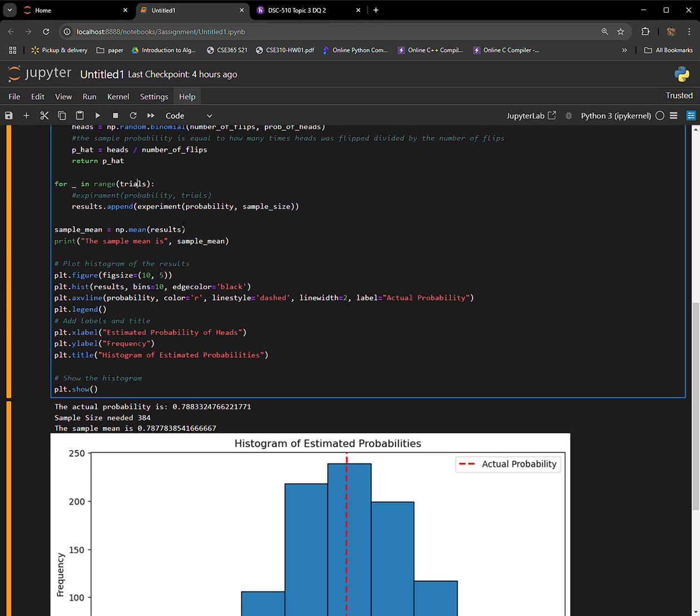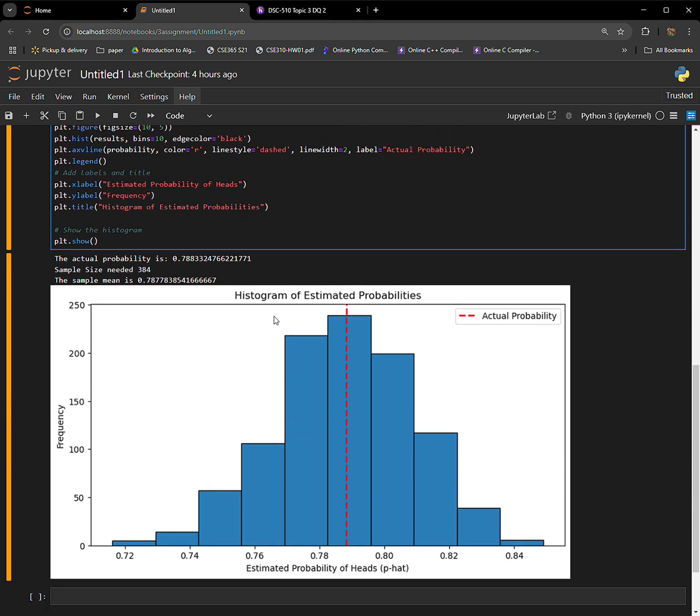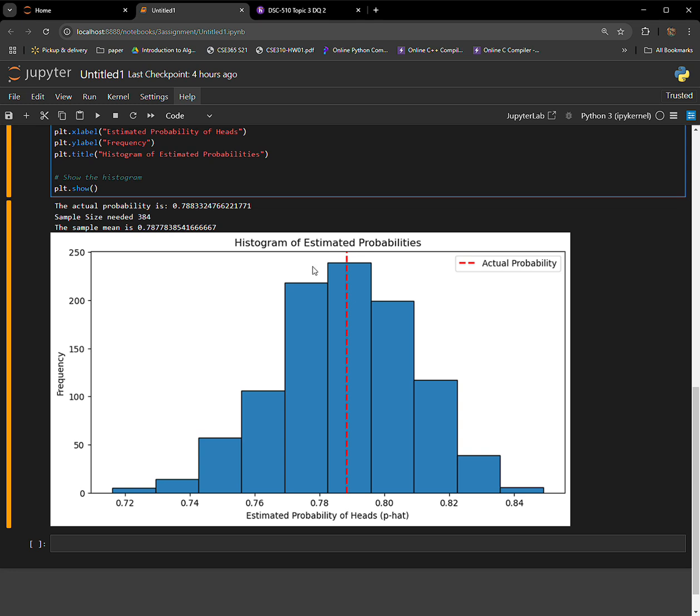And then the results look very close to the actual probability. So the actual probability was a 78.8% chance of landing heads, and the sample mean of all the experiments that were done was 78.7%. So it was actually very close to the actual probability.